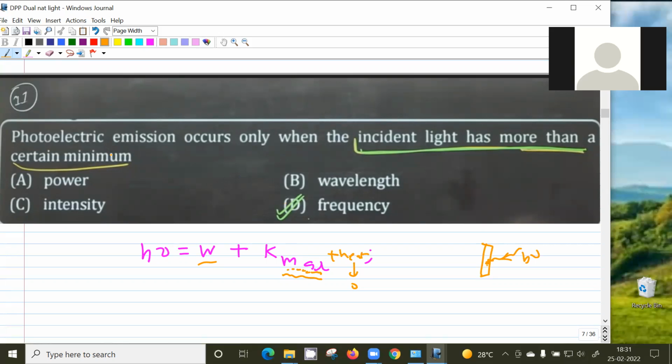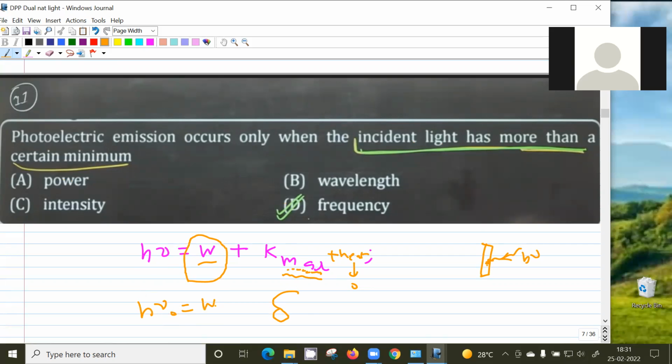So photoelectric emission occurs when the incident light has more than a certain minimum. To knock off the electron, this is the minimum energy required. Even if the kinetic energy is some small delta, it will come out. So the incident photon should have a minimum frequency. So h nu naught will be equal to W. So nu naught is the minimum frequency. Yes, sir.